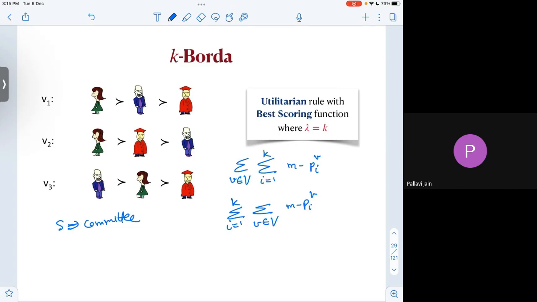I can do this, right? I can write it. Now it's very simple. For every candidate, let's compute the score like we did yesterday. Let's call that beta. Beta C is what? Beta C is the summation over V belongs to V of M minus the position of C in the preference list of voter V. So let's say I want to compute the beta score of this green.